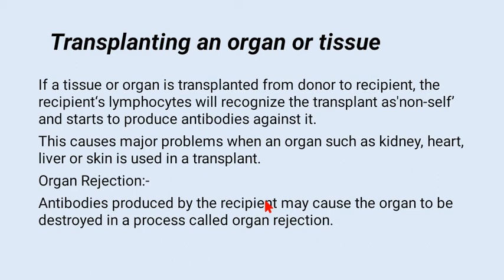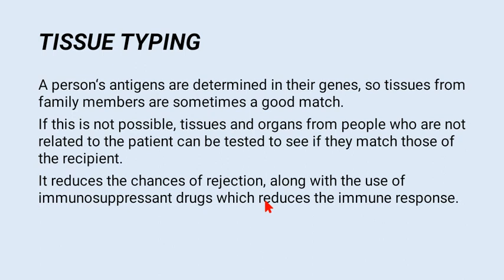And this process is called tissue typing. A person's antigens are determined by their genes. So tissues from family members are a good match, right? And if a person cannot have a good match in their family, then tissues and organs from people who are not related to the patient can be tested to see if they match those of the recipient. And if they do, then the chances of organ rejection will be reduced.